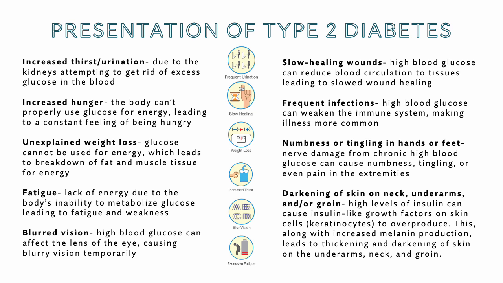You might notice blurred vision. High blood sugar can temporarily mess with the lenses in your eye. Cuts or wounds might take longer to heal, and you could get infections more often. This is because high blood sugar weakens the immune system and affects circulation. Some people experience numbness or tingling in the hands and feet. That's a sign of nerve damage from long-term high blood sugar. And one more that not everyone talks about, dark patches of skin, usually on the neck, underarms, and groin. And that's caused by high insulin levels affecting how the skin cells grow.